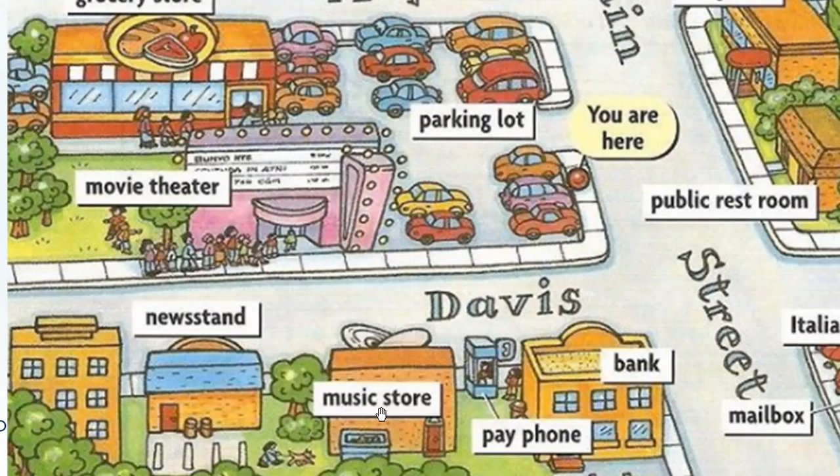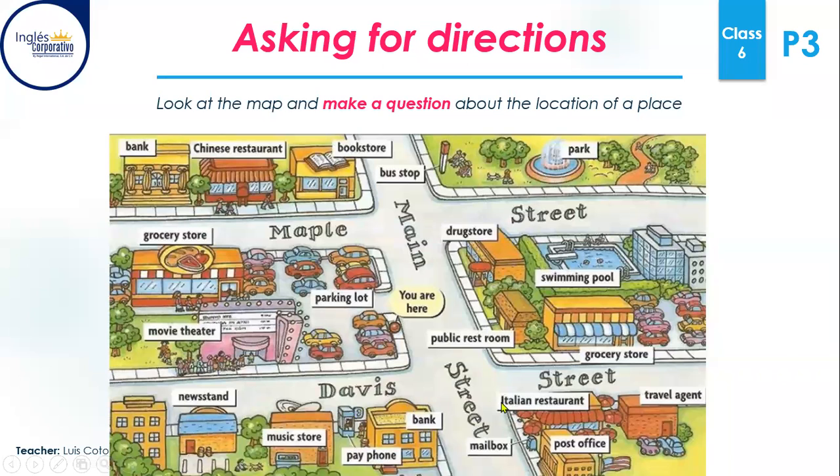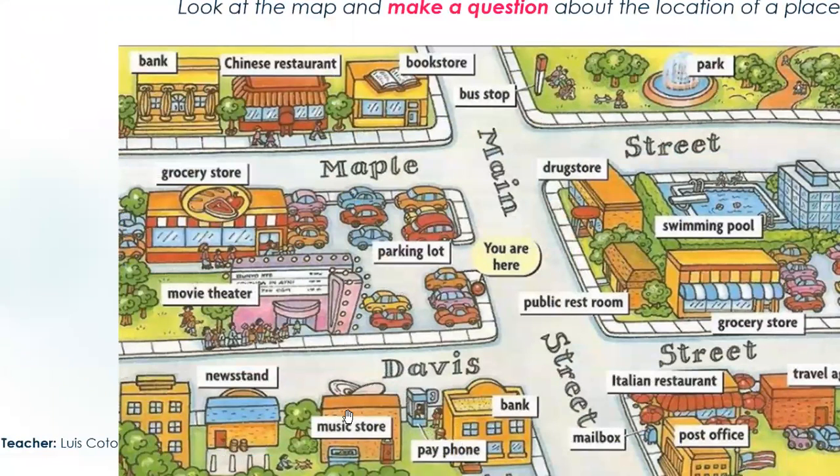It's on Davis Street. Correct. The music store, complete. It's on Davis Street. Correct. That is option two. Do we have option three for the music store? The music store is on Davis Street, in front of the movie theater or the parking lot. Okay, it is any of the two. Correct. Okay, good.